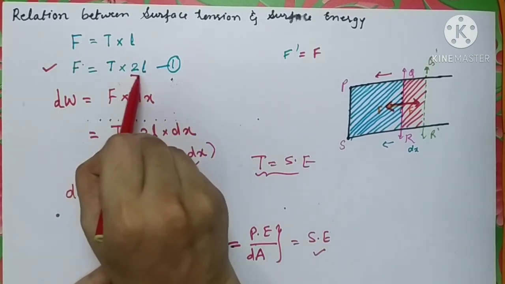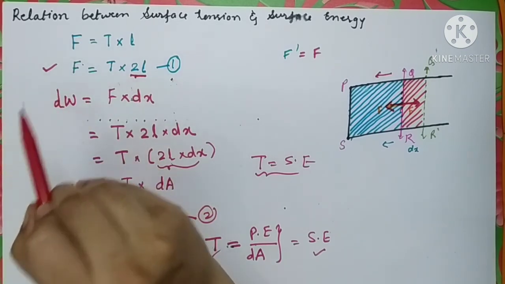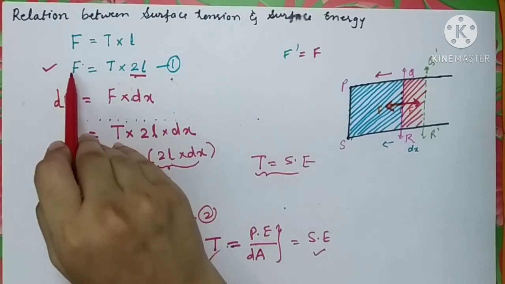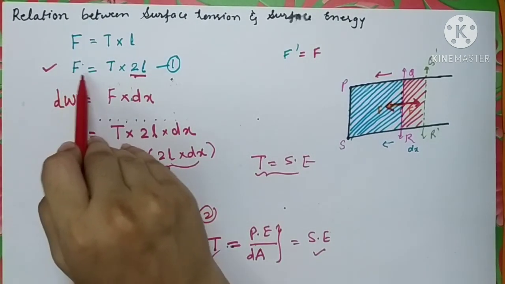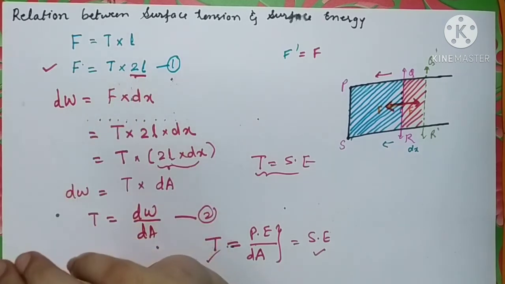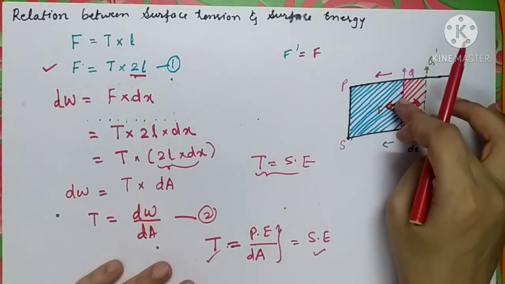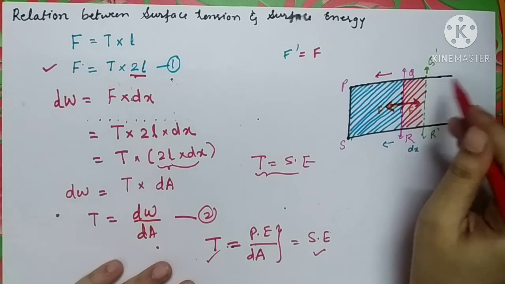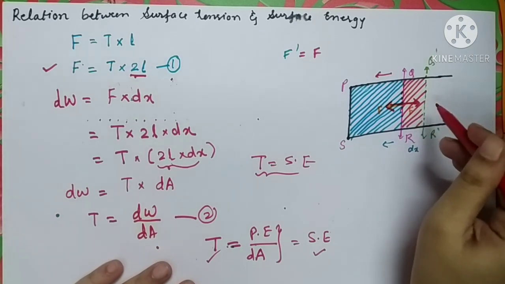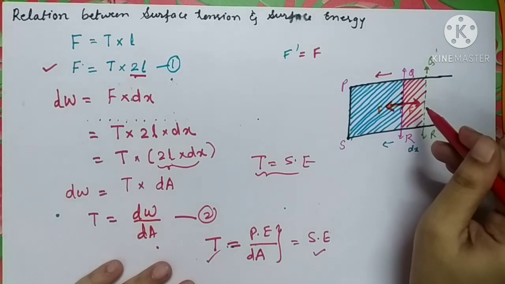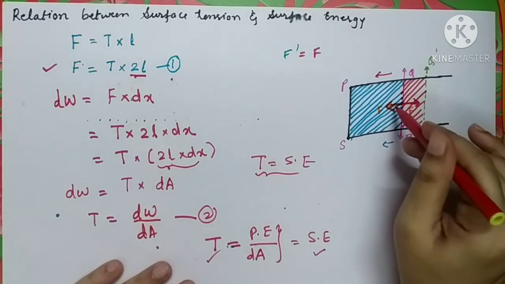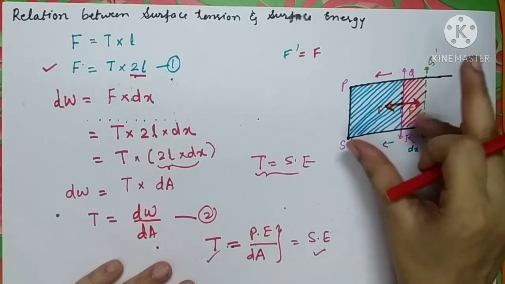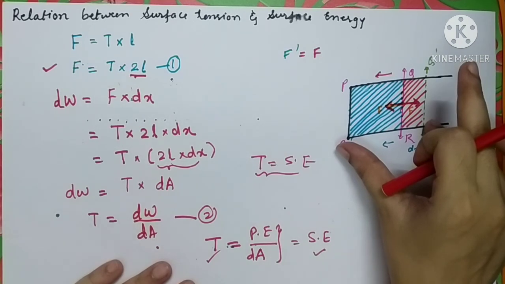But how much length of the wire QR is in contact with the soap film? 2 lengths, because there will be two soap films. So that is why the formula of force due to surface tension will be written as T into 2L. Then if you want to increase the surface area of this soap film, you need to apply an equal amount of force in the opposite direction. For that purpose, some work is supposed to be done against the force acting on it, and after that you will see that the surface area of the soap film has been increased.